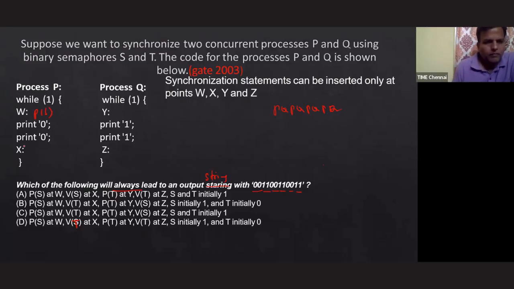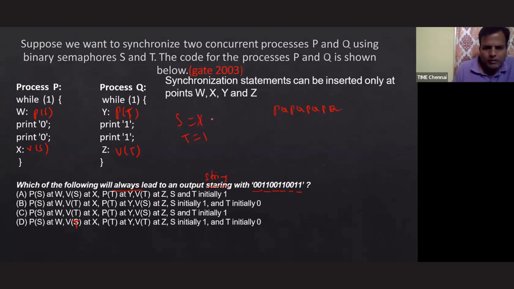P of S, V of S, P of T, and V of T. S equals 1 and T equals 1. That means the door is open. The door is open for P and Q both. Let's see what will happen if I'm using option A.